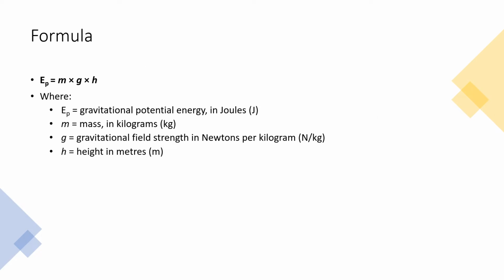So if we look at the formula for gravitational potential energy, the formula is EP, which is gravitational potential energy in joules, known as J, equals m, mass in kilograms, times g, which is the gravitational field strength in newtons per kilogram. On average on Earth it's 9.8, but in most cases it will be used as 10, times the height in meters.